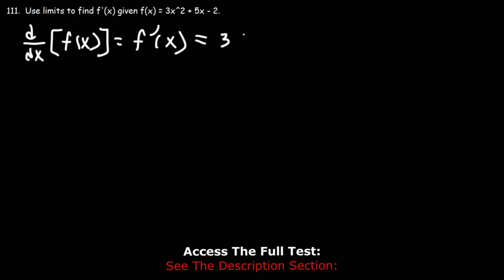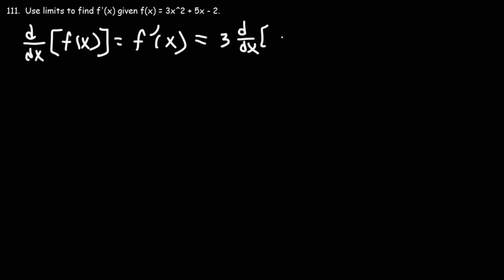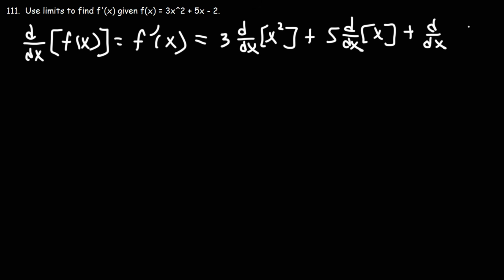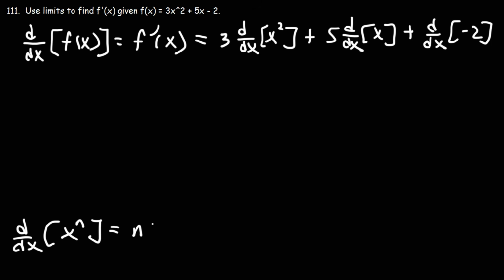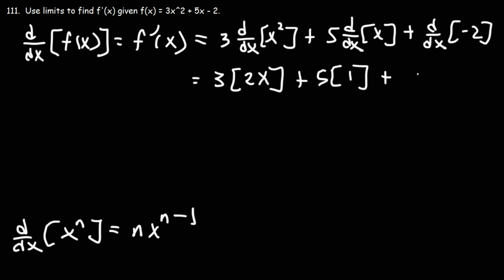So this is going to be 3 times the derivative of x squared plus 5 times the derivative of x, and then plus the derivative of the constant negative 2. And remember, the derivative of x to the n, the power rule, is nx to the n minus 1. So the derivative of x squared is going to be 2x to the first power, or simply 2x. The derivative of x, that's 1 times x to the 0. X to the 0 is 1, so this whole thing becomes 1. The derivative of a constant is 0.